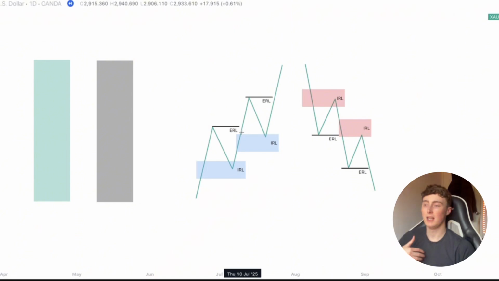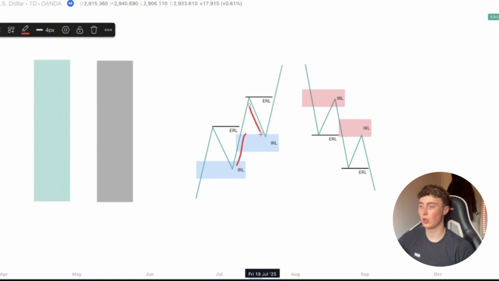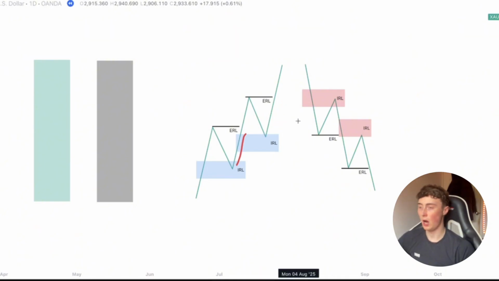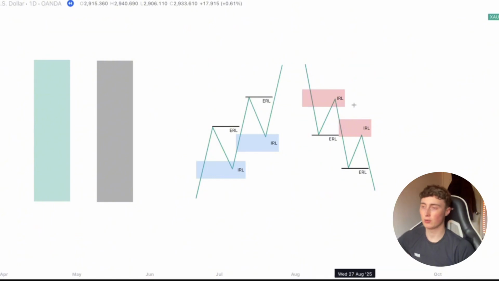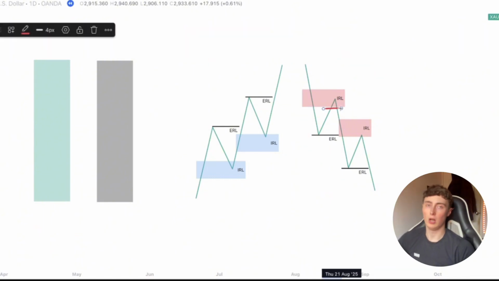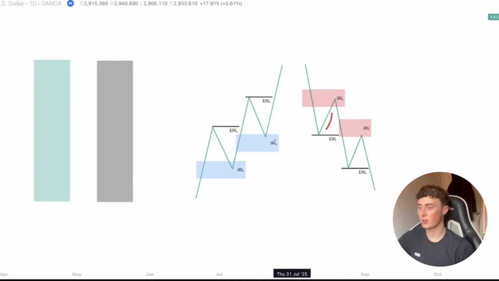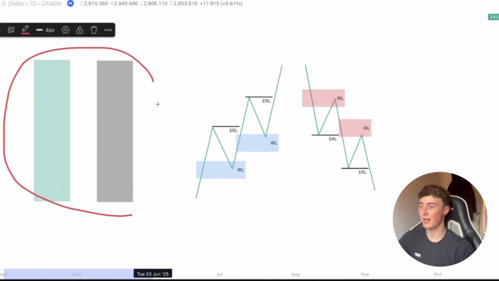So my job is to get on side with the run towards internal or external range liquidity. And the whole time we're moving towards one of those targets, I'm going to anticipate the daily candles to print in that direction. The same if I go on the higher time frame and identify a bearish trend. I know price is going to bounce between internal range liquidity like bearish FVGs and external range liquidity like old lows. And the whole time price is moving towards one of those targets, I'm going to expect the daily candles to print in that direction.